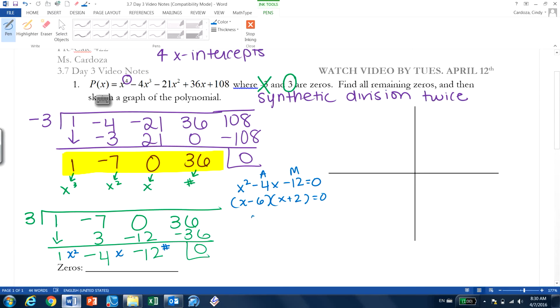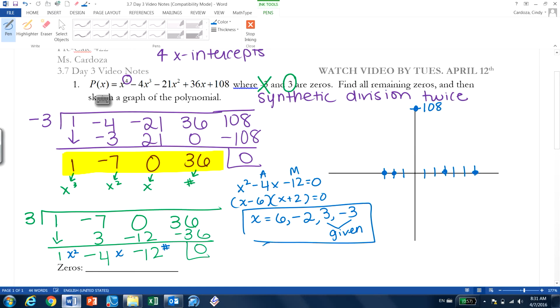So my 4 x-intercepts are 6, -2, +3, and -3. These ones were given to you. These ones you found, okay? None of them repeat. They're 4 x-intercepts. There's no multiplicity of 2 here. So I'm just going to plot them. Here's -3, +3, -2, and 6. I'm going to pretend, I know this is very off my scale, but I'm going to act like that's 108, okay?